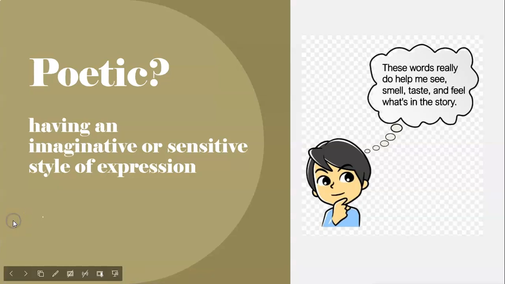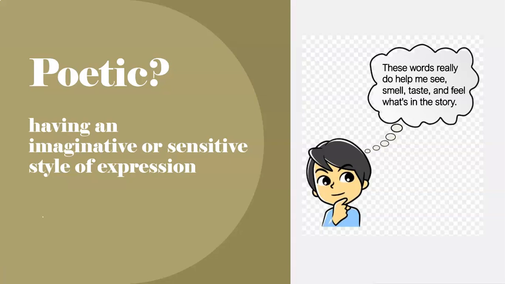So if you think to yourself, these words really do help me see, smell, taste, and feel what's going on in the story, especially the setting. If, through the author's word choice, you can really see where the story is taking place, or if the author is describing the smell of something in the setting and you know exactly what that smell is like, or you can imagine that smell, then we can define that as poetic language and therefore descriptive language. Now, let's go on to those examples.